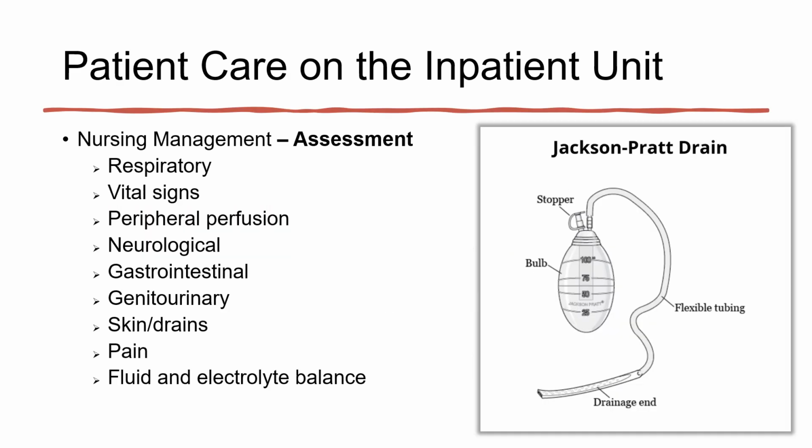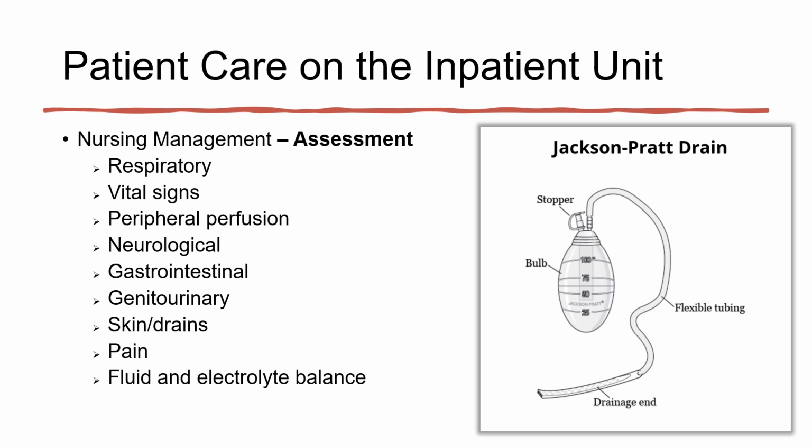So overall, your assessment, you're going to do a head to toe, all of these things mentioned here: respiratory, vital signs, peripheral perfusion, that is going to be your circulation check, your 6Ps, neuro check, GI check, your GU check. You're going to keep an eye on the skin and the drains.